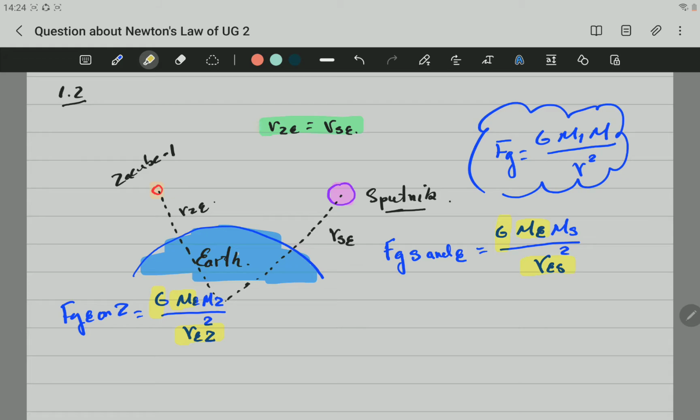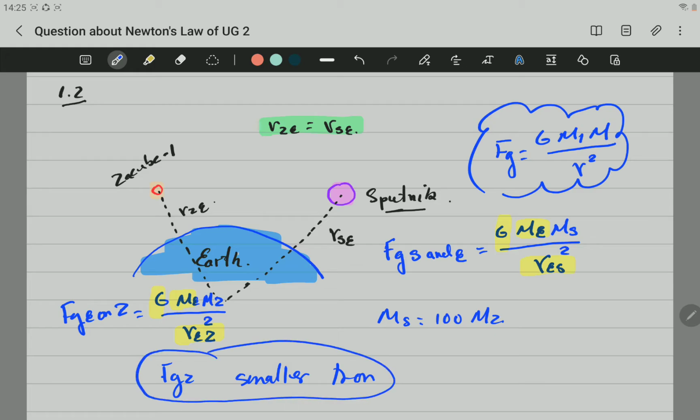So, what can you see? The one that has a greater mass of the second object will have a greater gravitational attraction. In this case, it will be Sputnik. They say that the mass of Sputnik is equal to 100 times the mass of Zakube. So, the gravitational force of attraction of Zakube is 100 times smaller than the gravitational force from the Earth on Sputnik. This one is the answer.